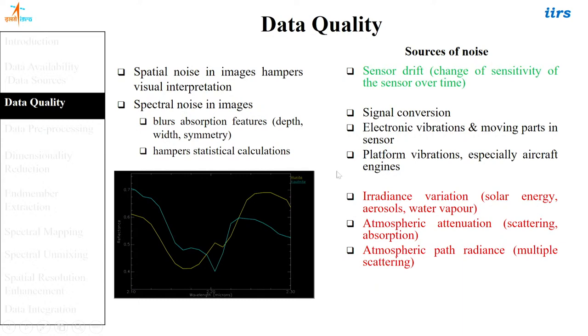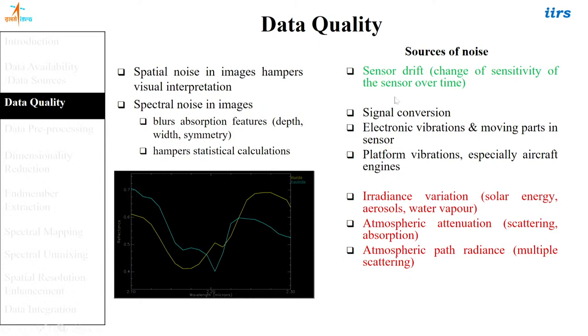Now coming to the data quality of the hyperspectral data sets which were acquired. Normally, spatial noise hampers visual image interpretation. But spectral noise actually hampers the spectral absorption which is used to identify any feature. It blurs the absorption feature, so it becomes difficult to identify. We have to match this absorption with your ground measurement, so if the absorption is hampered, it hampers the statistical calculation as well.